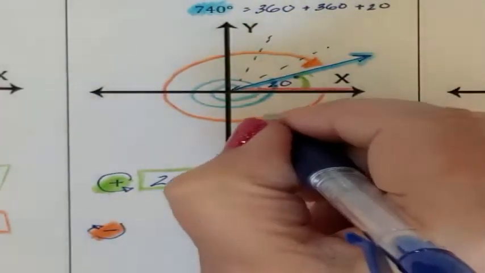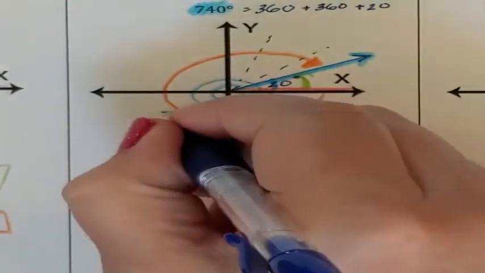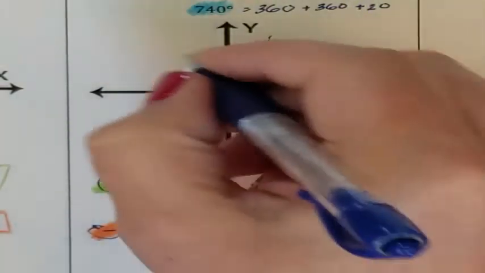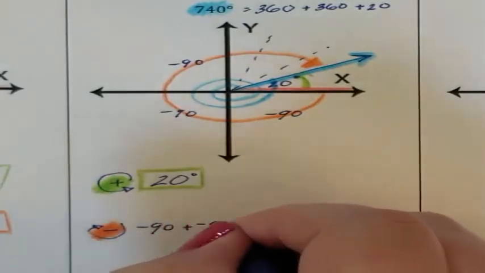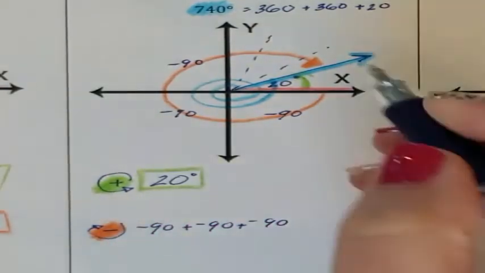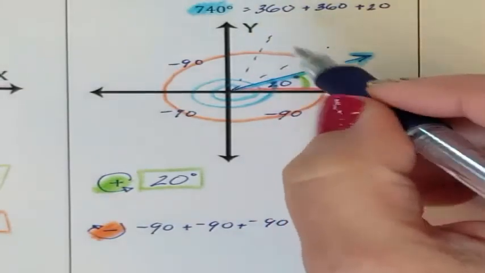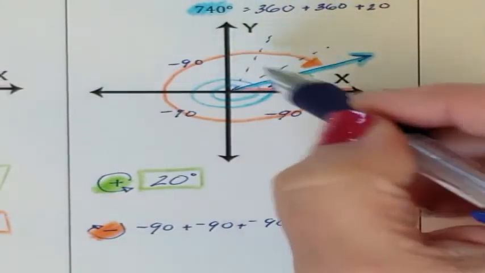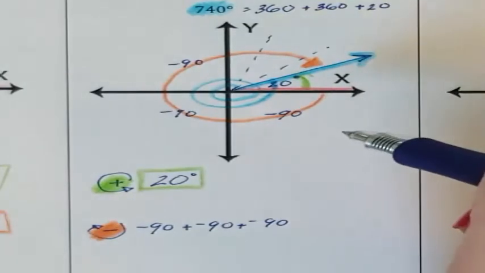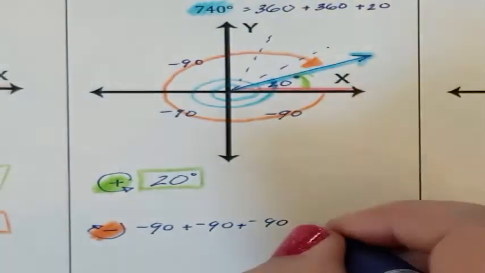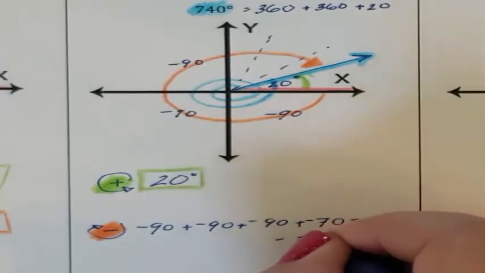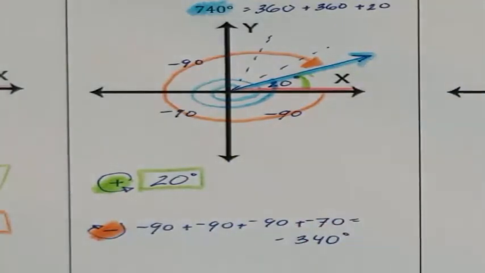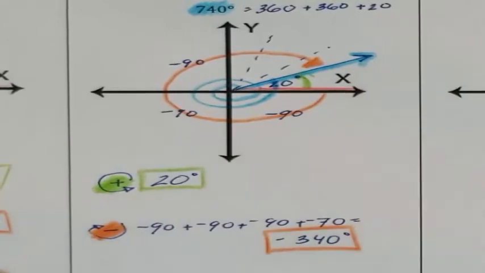I went first 90 degrees and then another 90 degrees and then another 90 degrees. So I went backwards 90 degrees 3 times. And then let's look at this. I didn't go a full 90. I stopped 20 degrees short. So I actually went 70 degrees more backwards. This landed me on negative 340 degrees going the backwards way.